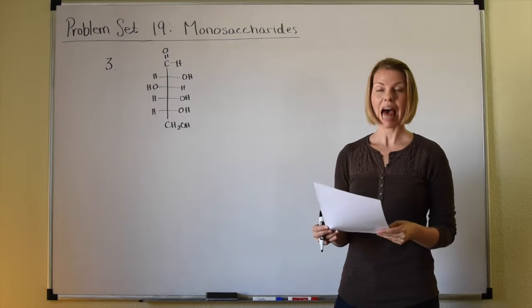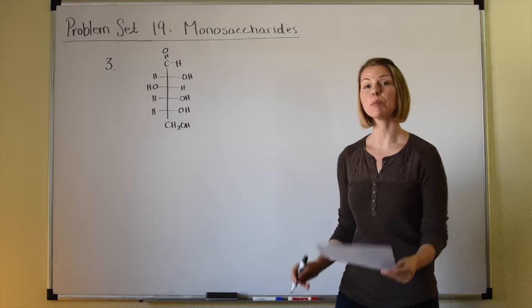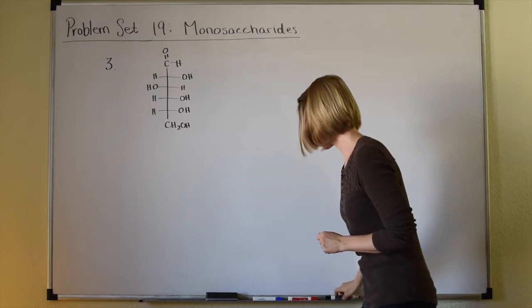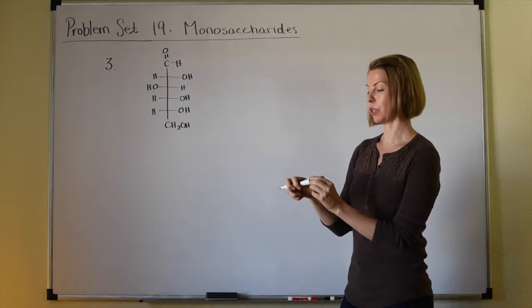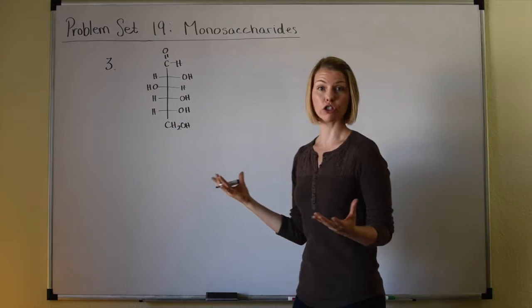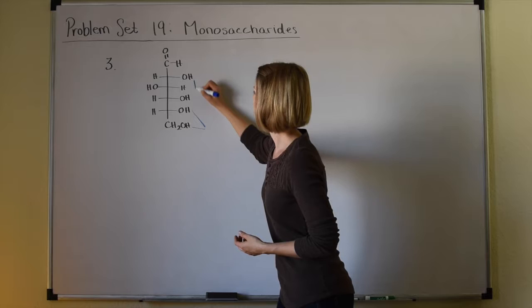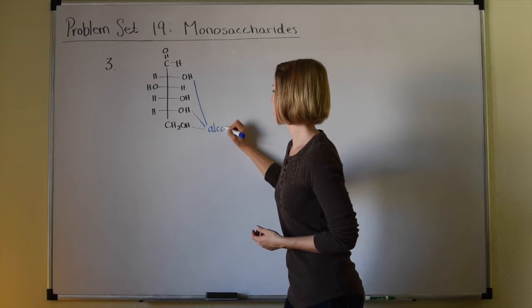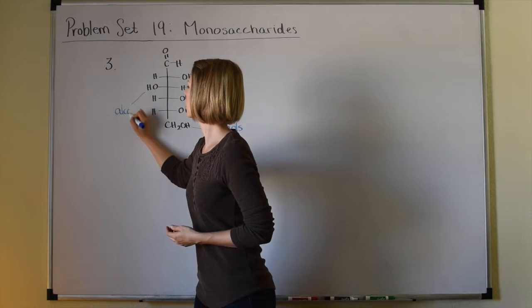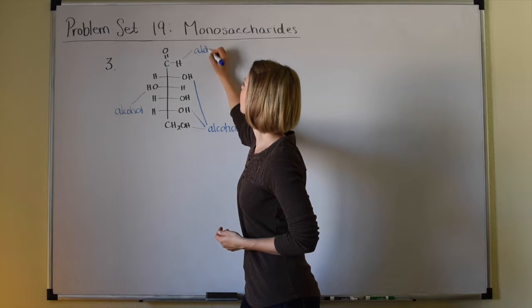Okay, number 3. Label all functional groups in D-glucose drawn below and then complete A through C. So I've drawn it up here. So we're going to label all the functional groups, and I'll do that in blue. So we've got lots of alcohol functional groups, so I'll draw a line to all those. So alcohols, and over here as well. And then we also have an aldehyde.